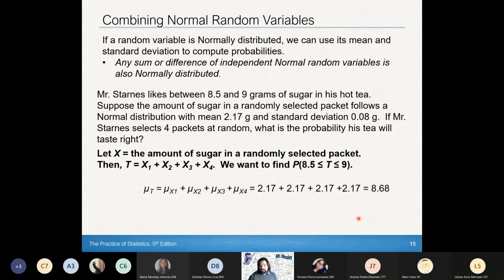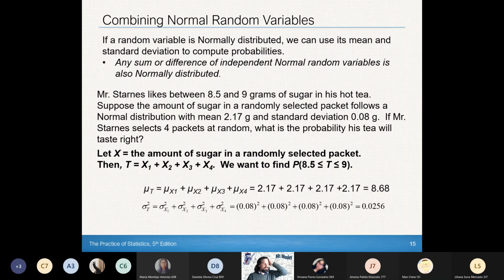So we find the mean, because we need the mean to start doing our calculations. The mean of T is the mean of each random variable, which essentially has the same mean, 2.17, 4 times. We get 8.68.